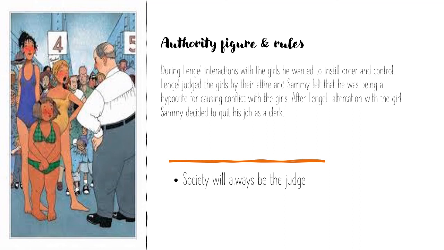That authority figure is Lengel. He didn't see the girls as influencers, but rather a group of young rebellious teenagers. He wanted to remind them that all society will not stand for their changes. The writer reminds us that although we think our influence may impact many, society will always be the judge.